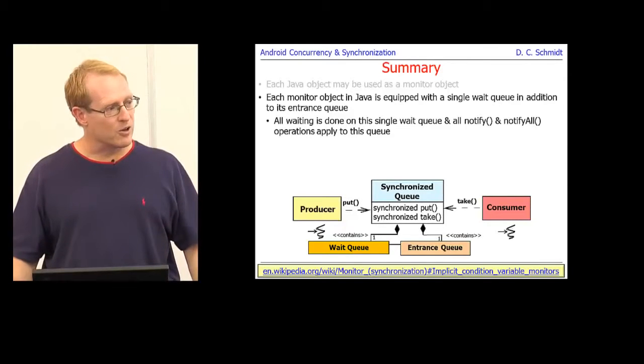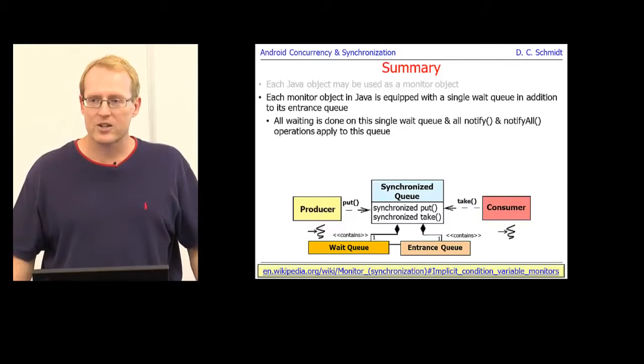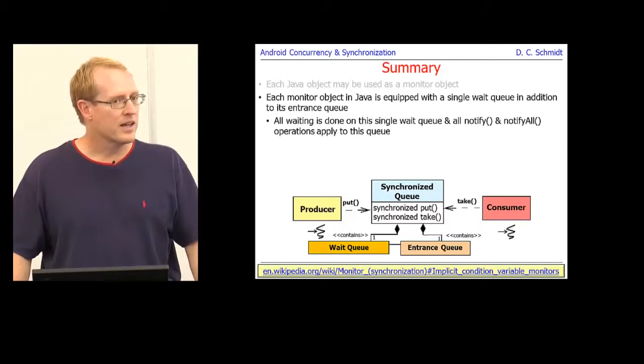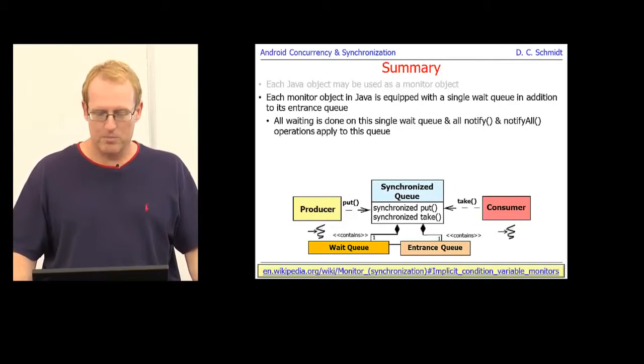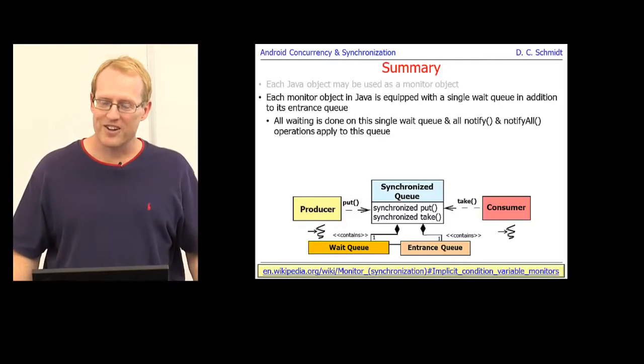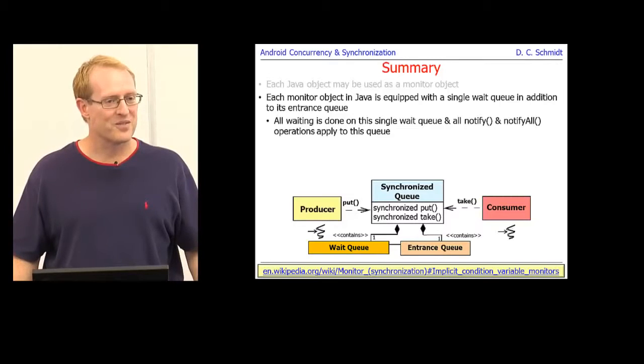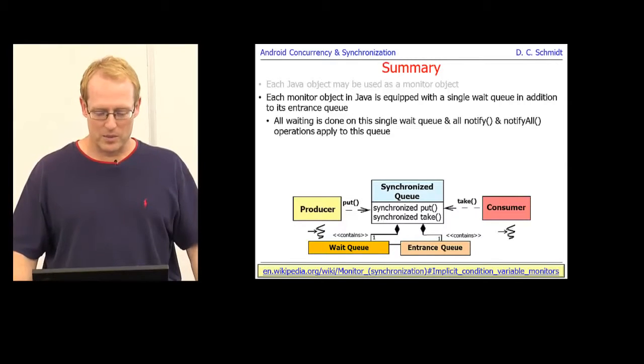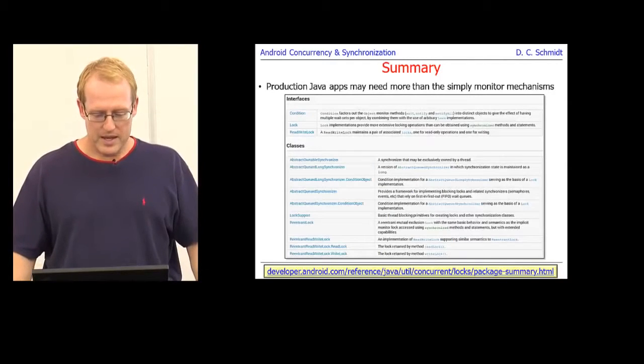So if you're interested in learning a bit more about this concept, take a look at the Wikipedia article on monitors and read about implicit condition variable monitors. Java objects, by default, are implicit condition variable monitors, with all the pros and cons that come from that.